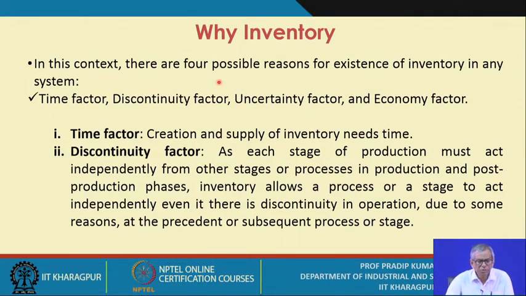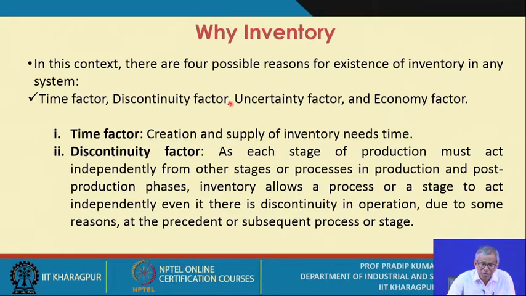So in this context, there are 4 possible reasons for existence of inventory in any system. So what are those? These factors are, first is the time factor. You need time to produce the inventory, and only then can you supply it. Is it okay? So the first one is the time factor.